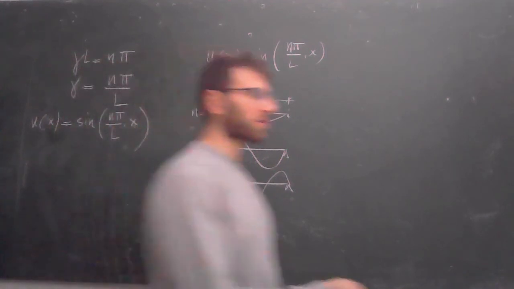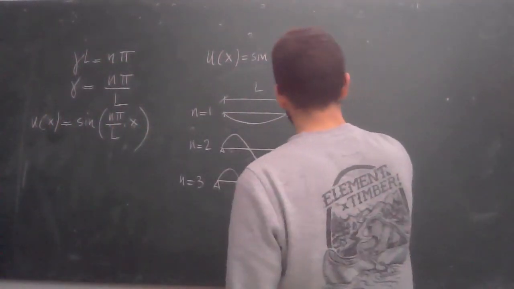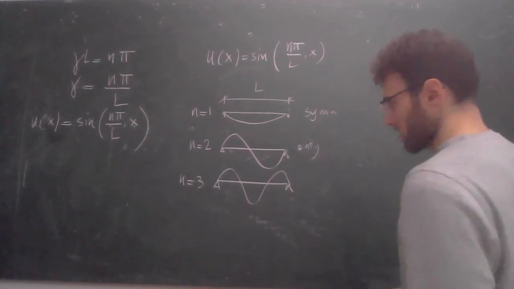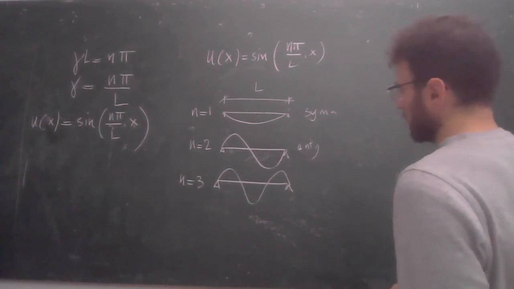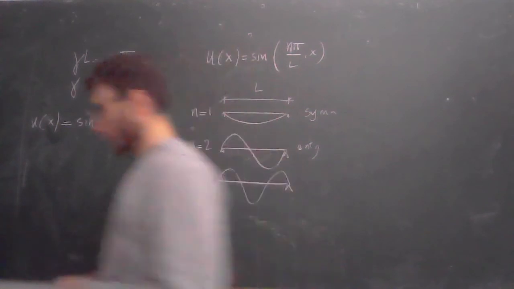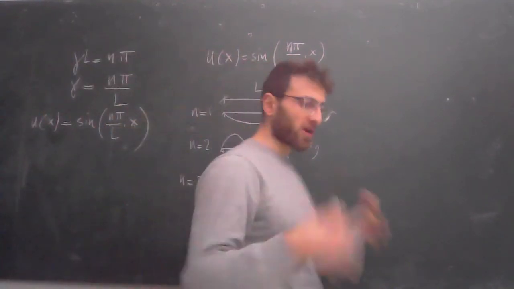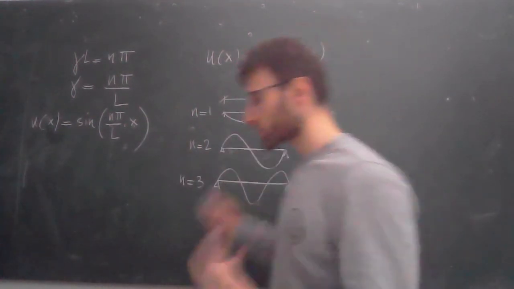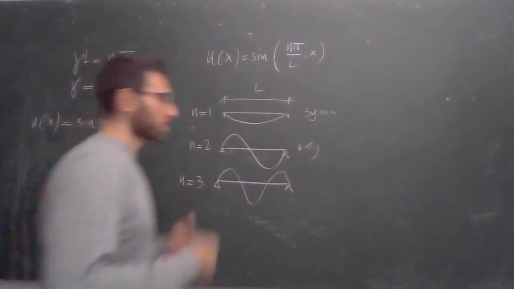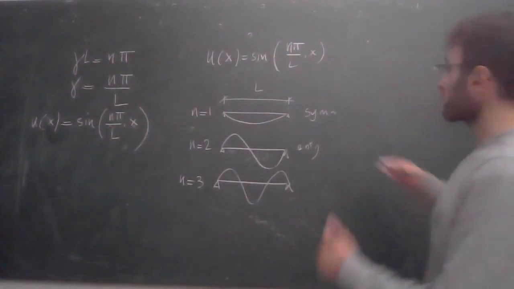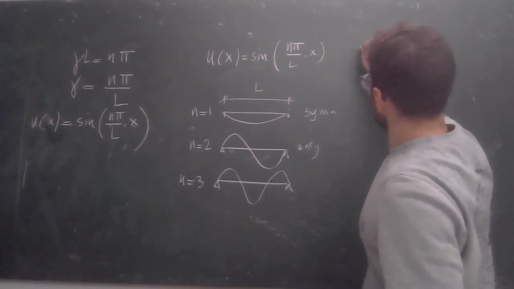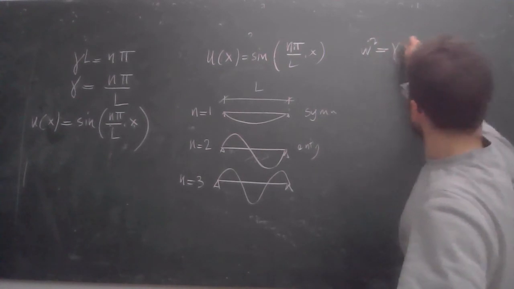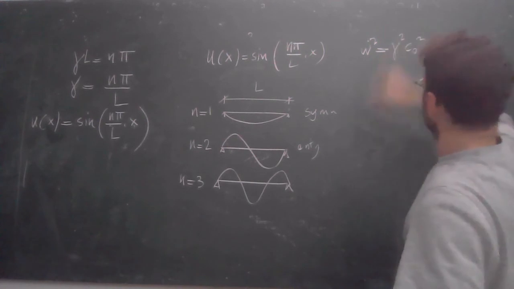There is an alternance between symmetric and antisymmetric shapes. But these shapes vibrate with a certain velocity, with a certain speed. They go up and down with a certain velocity. And which is this velocity? We know because we said that omega squared is gamma squared c squared. Okay?